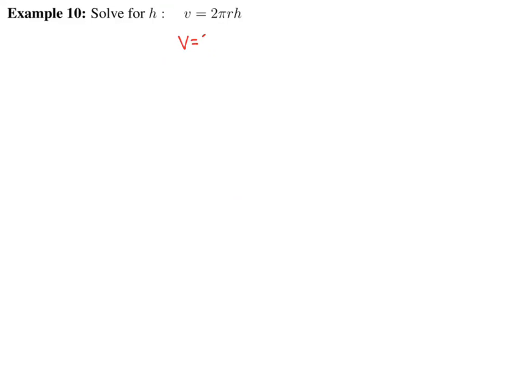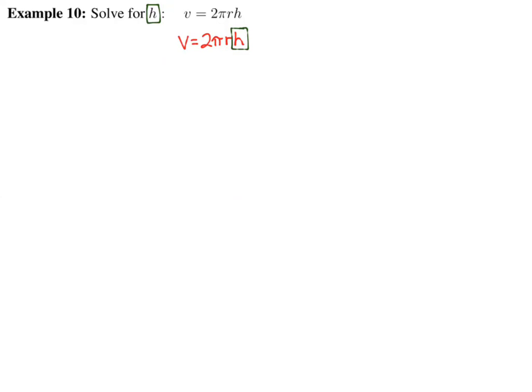Solving for h. V equals 2 pi r h. By the way, this is actually surface area of a cylinder, or lateral surface area of a cylinder. I wrote V instead because, I don't know, thought people would be annoyed if I wrote SA as a single variable. Okay, anyway, doesn't matter.